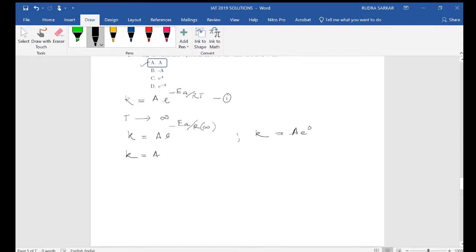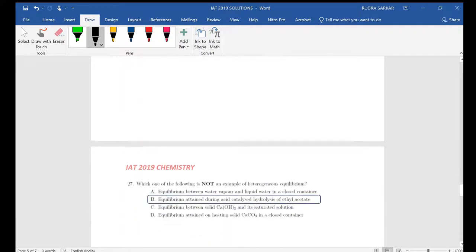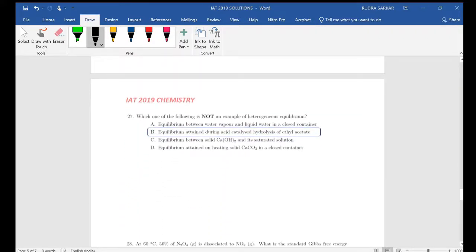Okay, next, what we have been given. Which one of the following is not an example of heterogeneous equilibrium? Let's write the equations. Equilibrium between water and water vapor in a closed container. So we have water vapor, so it is going to be gaseous, reversible arrow, H2O liquid. These two are different phases, so it is a heterogeneous system that is in equilibrium.